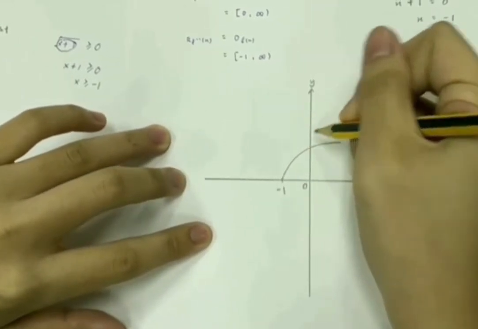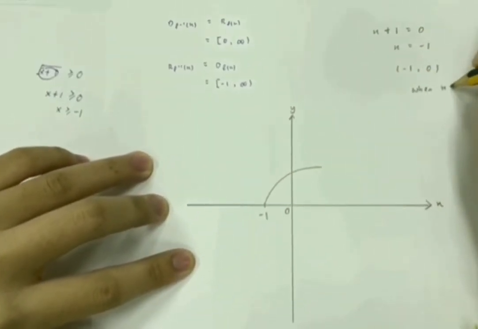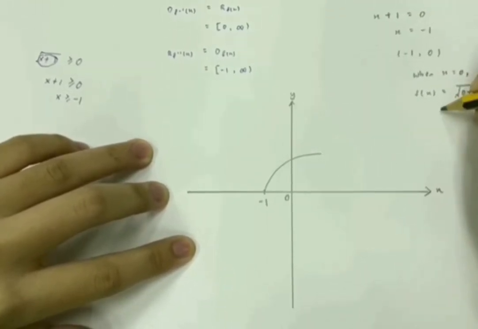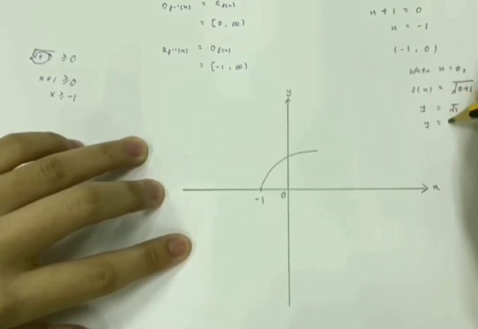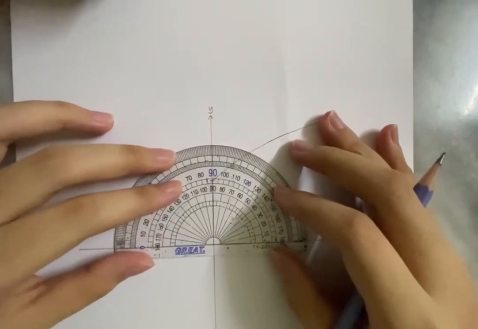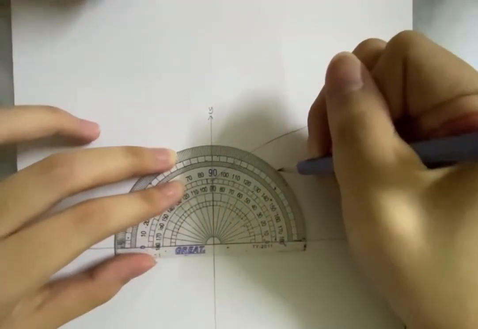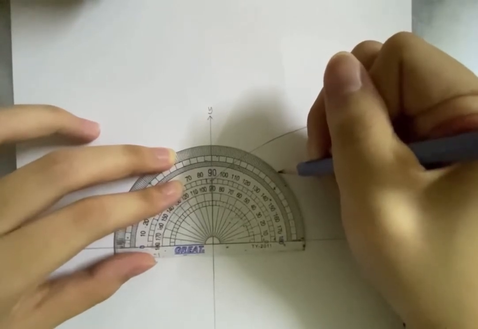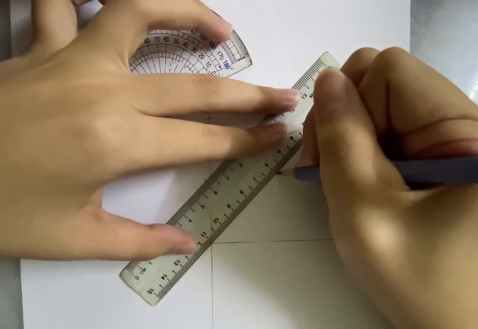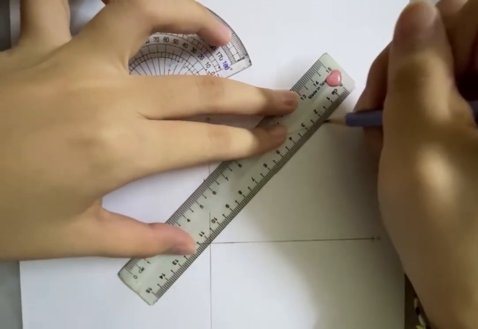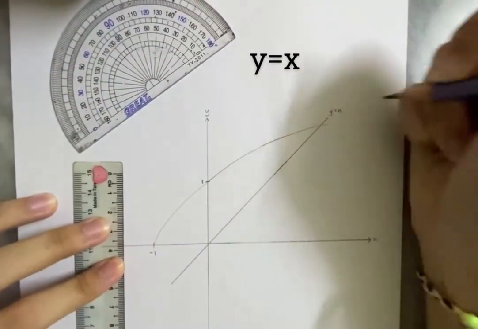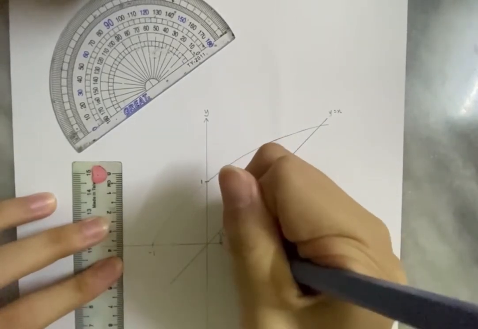In order to find the y-intercept, x must be equal to 0. So, we substitute x equal to 0 into the function, and we will get y equal to 1. Next, we want to draw a reflection line which is 45 degrees to the x-axis. And this is y equals x and it is 45 degrees.